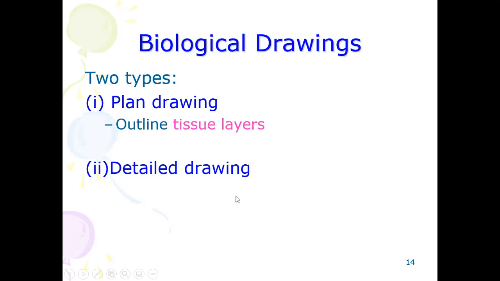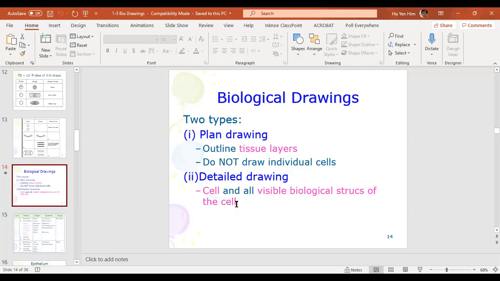So let's look at the detailed drawing. Detailed drawing means you draw the cell and all the visible biological structures of the cell that you have learned. So that's called detailed drawing. So we're not going to look at plan drawing yet. Draw the cell and all the visible biological structures that you've learned that you can find inside the cell as well as outside the cell. You know that that is a biological structure, so you have to draw it in detailed drawing. So in detailed drawing, you focus on the cell and the structures. Okay.